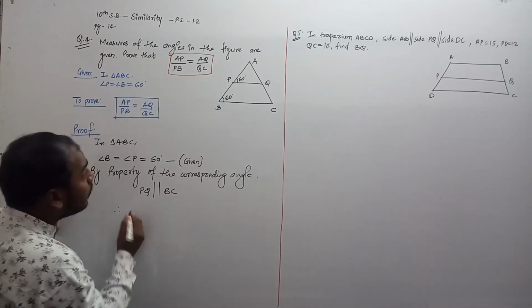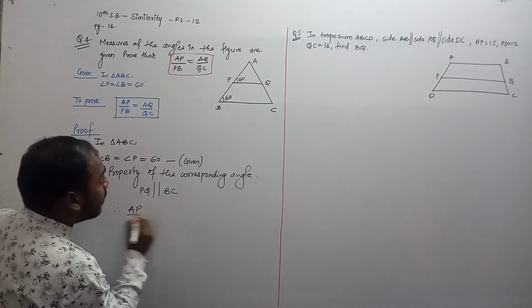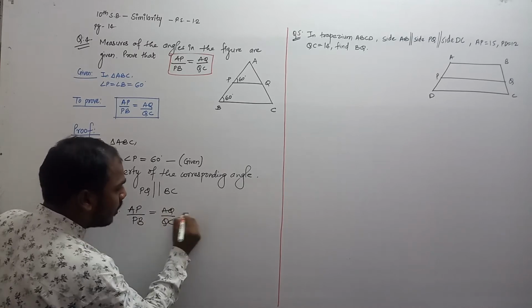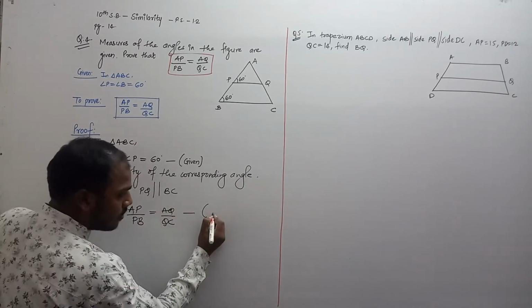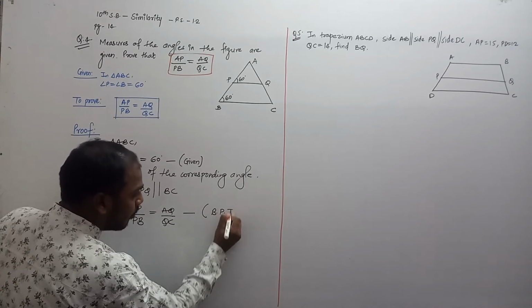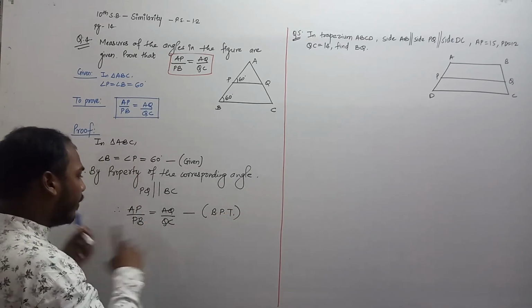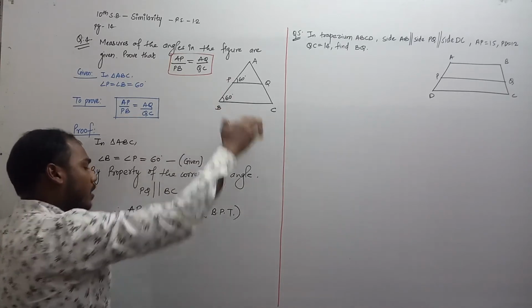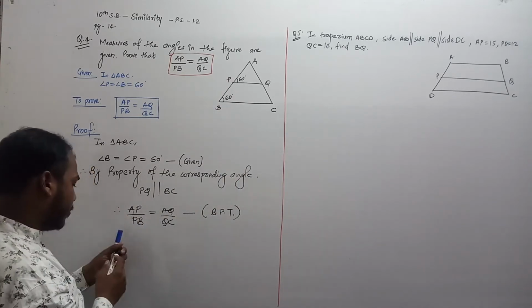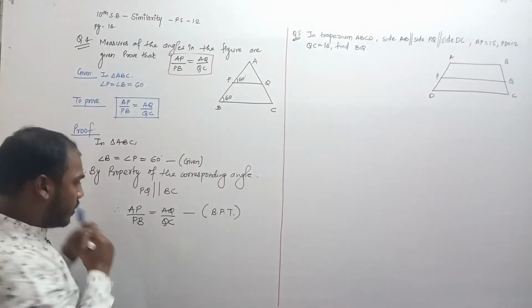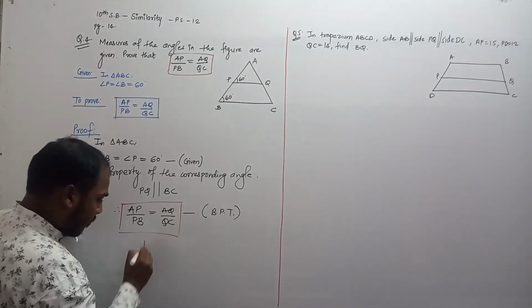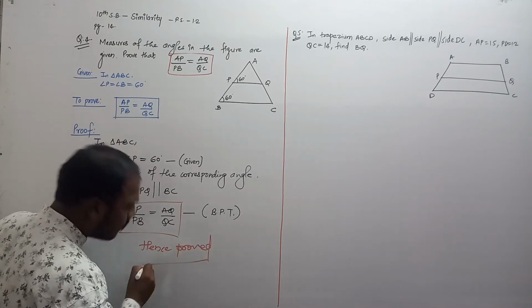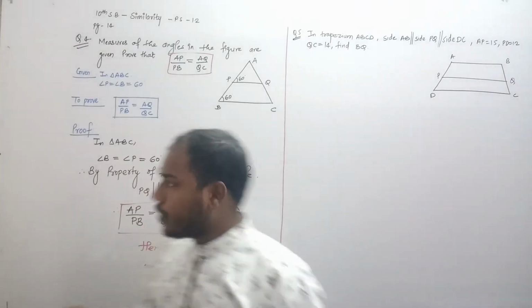Therefore we will write AP divided by PB is equal to AQ divided by QC, and for this we will write the reason as BPT. Because of the BPT theorem, we can say that in triangle ABC, PQ is parallel to BC. So simply we can write this ratio. This is our requirement. At the end we will write, hence proved. I hope this is clear.